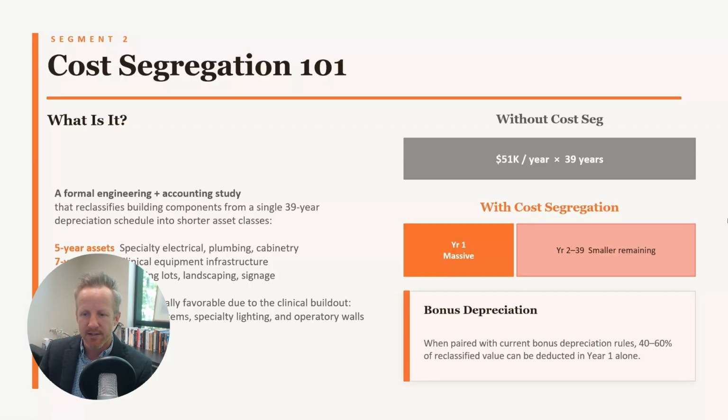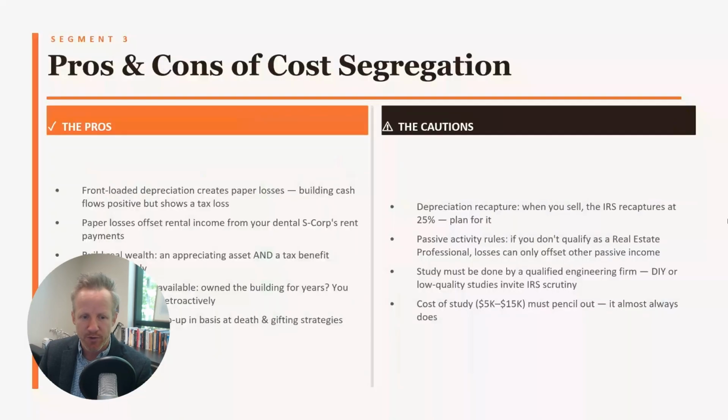Again, why? Because the government wants to incentivize businesses to be willing to drop cash, take out loans, and buy new things. Okay, pros and cons of cost segregation. And I'm going to stick the landing here with this episode on this segment. Next episode, I'll get into more granular details on cost segregation.